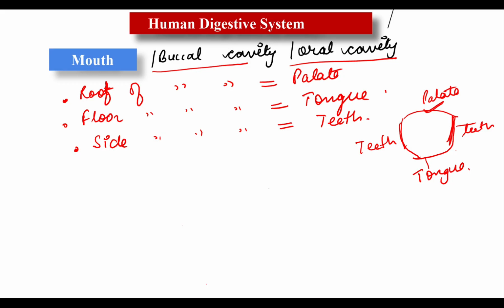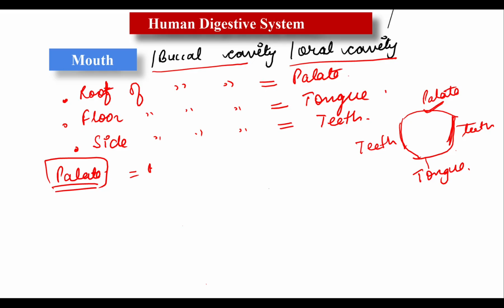So this is all about the mouth. Clear? The mouth has a roof, floor and sides. Is it done for everyone? Now let's talk about the palate. The palate is a hard bony structure. So first write down the first heading here, that is palate.